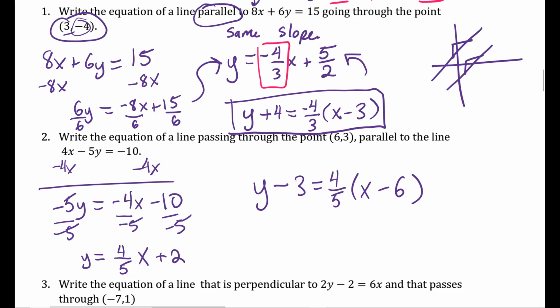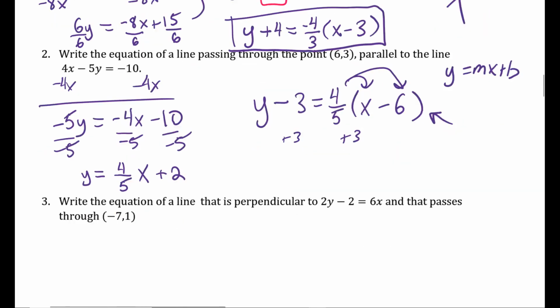Now, if you wanted to get this into slope-intercept form, you could, but unless the problem explicitly asks for it, this is going to be the easier form to leave it in. You could always distribute that 4/5 and add 3 on both sides, but in this case there's no reason to, so we're not going to.